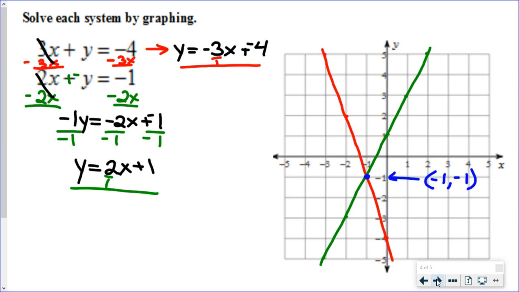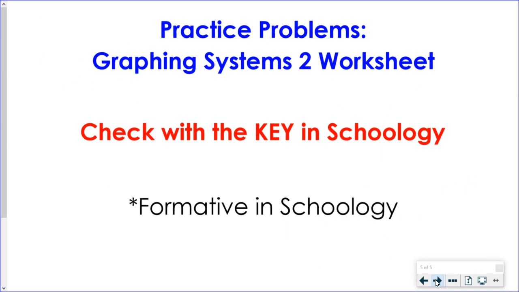Okay, so hopefully you wrote down the examples or paid attention. Now your homework is the yellow worksheet. It says Systems Graphing 2, Worksheet 2. So take that out or print it if you weren't in school on Tuesday. Make sure you check your answers in Schoology, and make sure when you do today's formative, you have some graph paper out. It will require graph paper, okay?